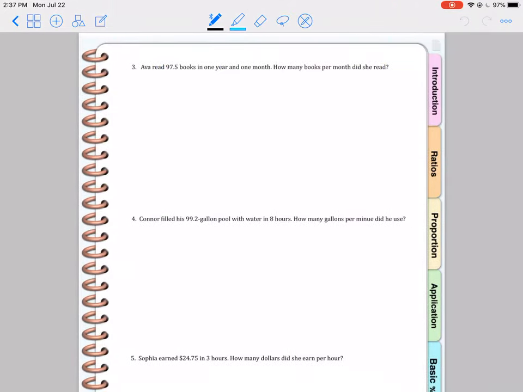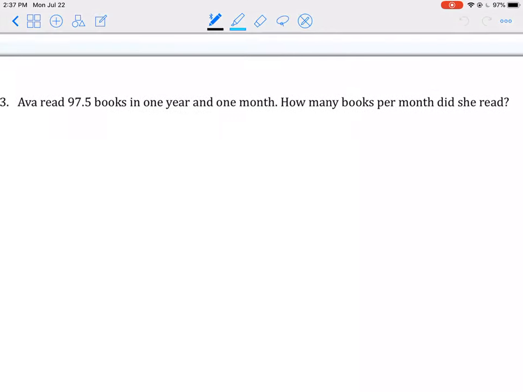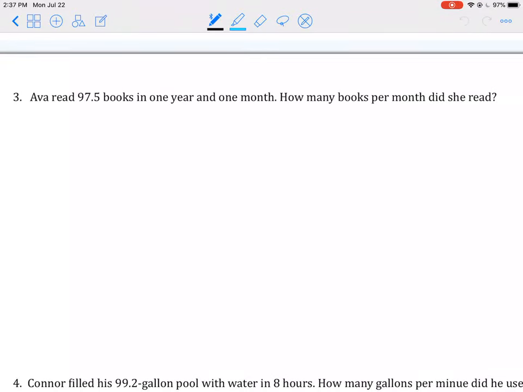Okay, the next page. This is page 19. Ava read 97.5 books in 1 year and 1 month. How many books per month did she read? Well, I always want to pay attention to my question.